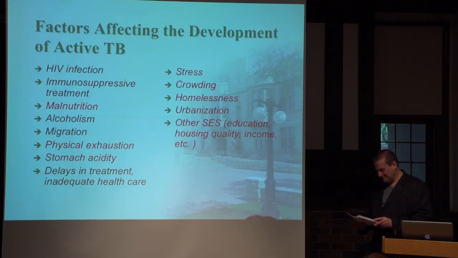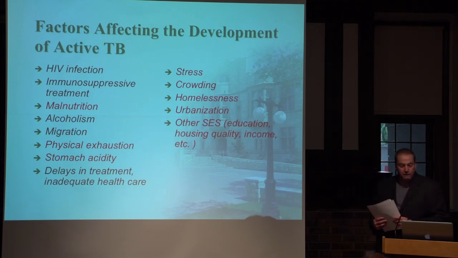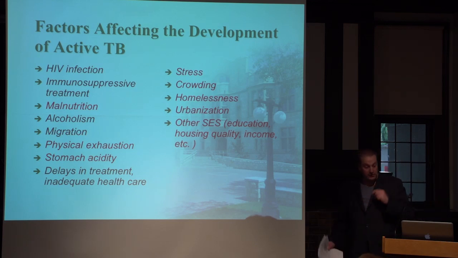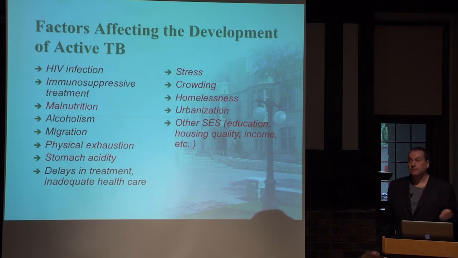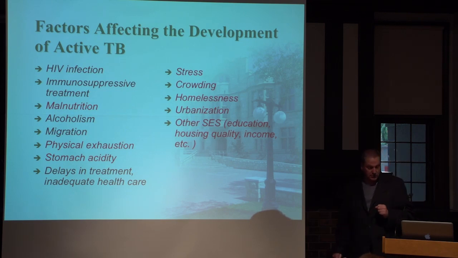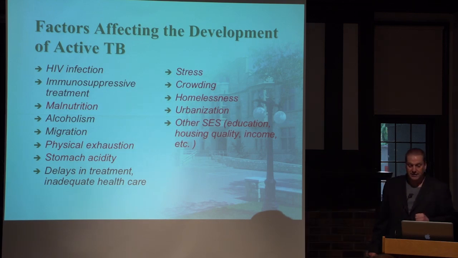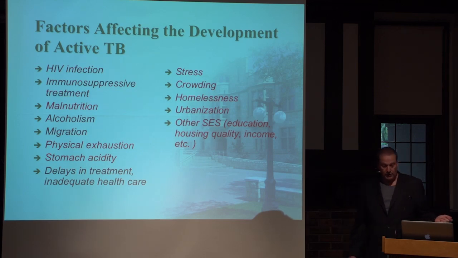He's right on that. But anyway, there are many factors that affect the development of active TB. So you can be exposed to it, and you can inhale Mycobacterium tuberculosis and not necessarily contract the disease. Some of these would include things like malnutrition, physical exhaustion, stomach acidity, stress, crowding, homelessness, urbanization, and then other socioeconomic status factors, things like education, housing quality, income.